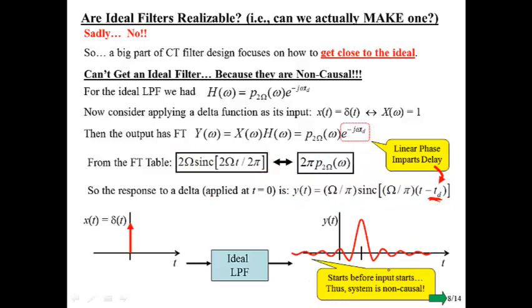And so that shows that the ideal low-pass filter, and in fact any of these ideal filters, is going to be a non-causal filter, and we cannot actually build it. So we will have to content ourselves with trying to get as close as possible to that. And one of the things that we'll need to learn about is, well, how do we get close, and what is close and what is good?